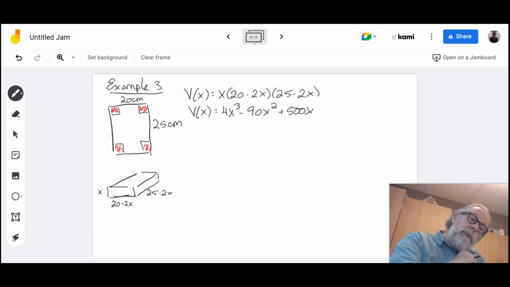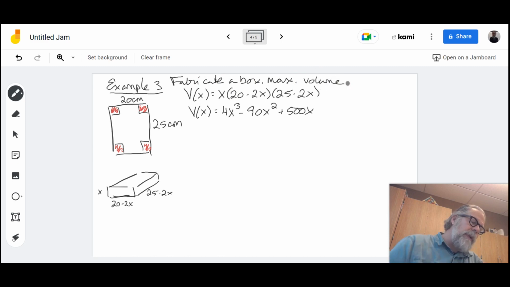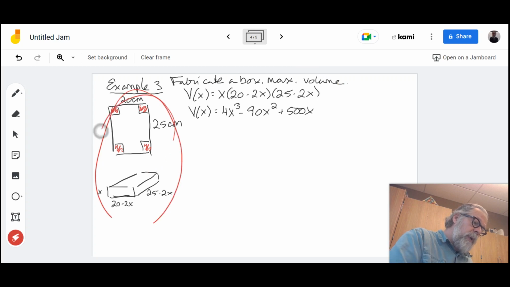All right, welcome to video 2 of Strategies for Optimization. First thing we're going to do is fabricate a box, and then we want to maximize the volume of that box. And so I've drawn a little sketch over to the side here of exactly what it is we're looking at.